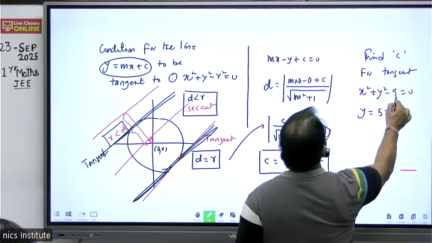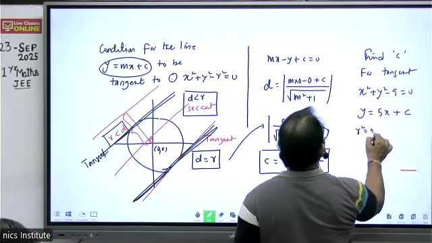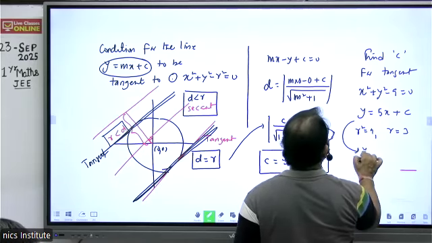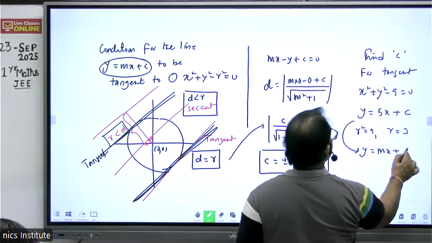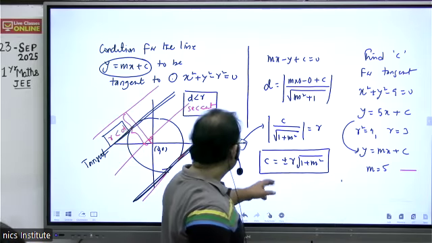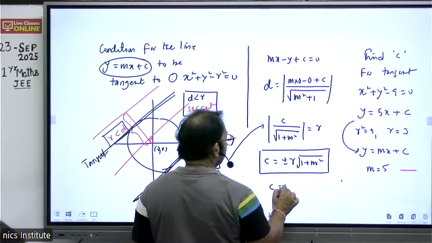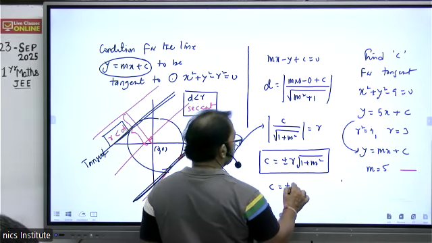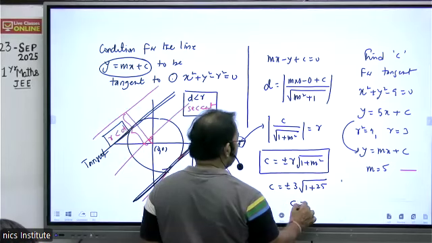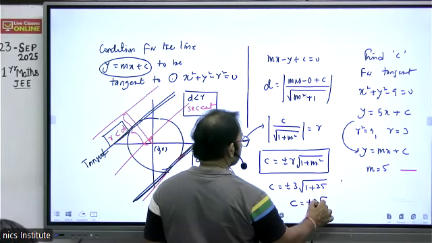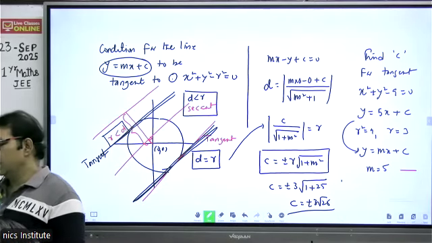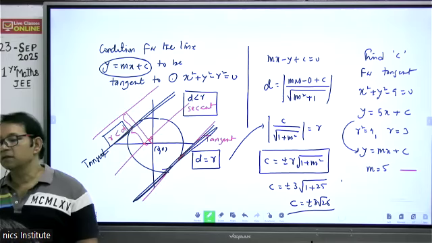If you compare this, r square is 9, that is r is 3. Then you compare this line with y is equal to mx plus c. So what is m? 5. Replace over here, c equal to plus minus r, r is 3, under root 1 plus 25. So c would be plus minus 3 root 26. So for this value, it is tangent to the circle.